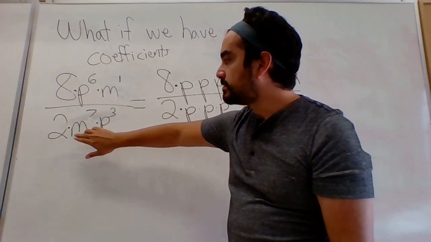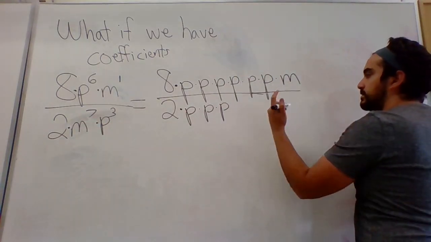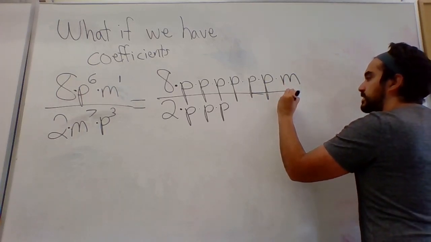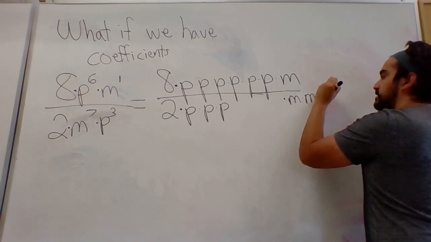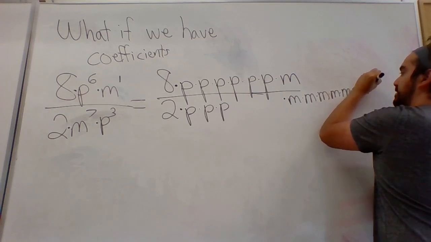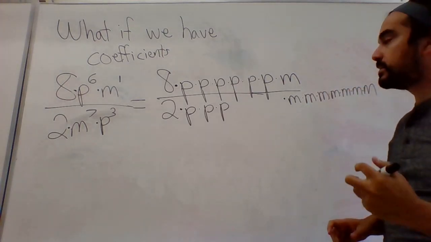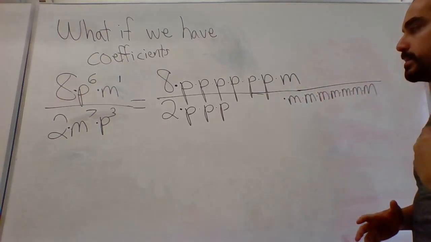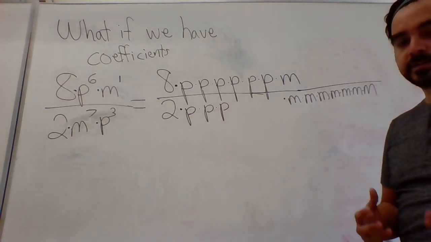So now I have n to the seventh power. So I'm going to start my n over here. I still know it's multiplication. So n times n times n times n times n times n times n. 7 n's. Okay, now what I'm going to do is simplify.